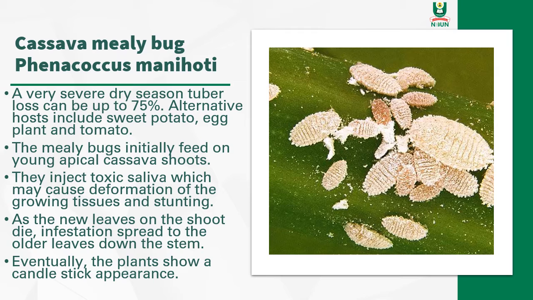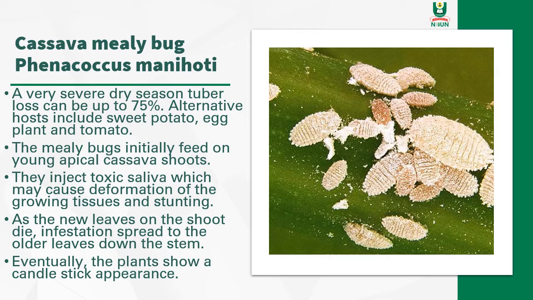And what these cassava mealybugs do is that they initially feed on the young apical shoots of the cassava. So the young shoots that are coming up in between. That is what these cassava mealybugs feed on.